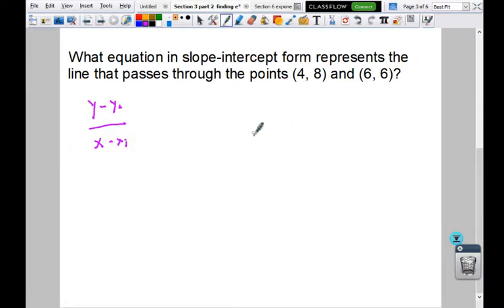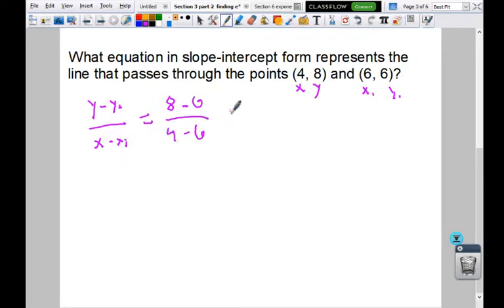Willem, what numbers am I going to put in for the top of the fraction here? What numbers am I putting in the top of this fraction right here? Oh, okay, 8 subtract 6, because we have y and y1. Yep. And then, Jared, what's going to be on the bottom of the fraction? 4 minus 6.